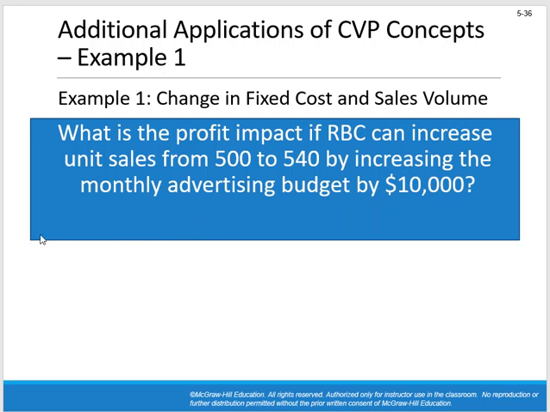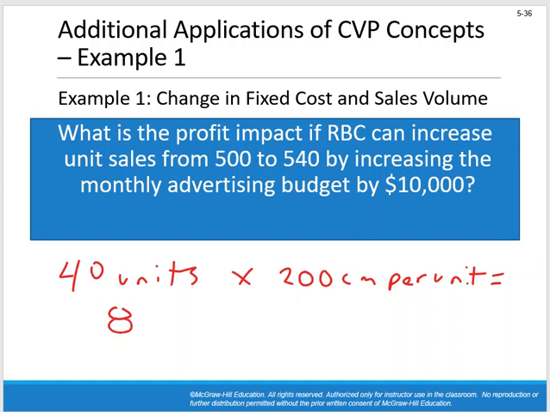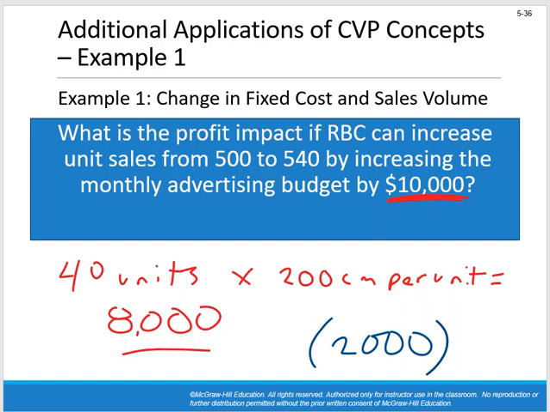But I think there's another way we could do it. So 40 extra units, how much CM is that going to generate? 40 more units. So I would take 40 more units times 200 CM per unit, right? And that equals what? 8,000? So is it a good idea to spend $10,000 in fixed advertising to make my CM go up by 8,000? No, what's the result? Minus 2,000, right? So this is a bad idea to spend 10,000 more to generate an extra $8,000 of CM. So I come up with minus 2,000.